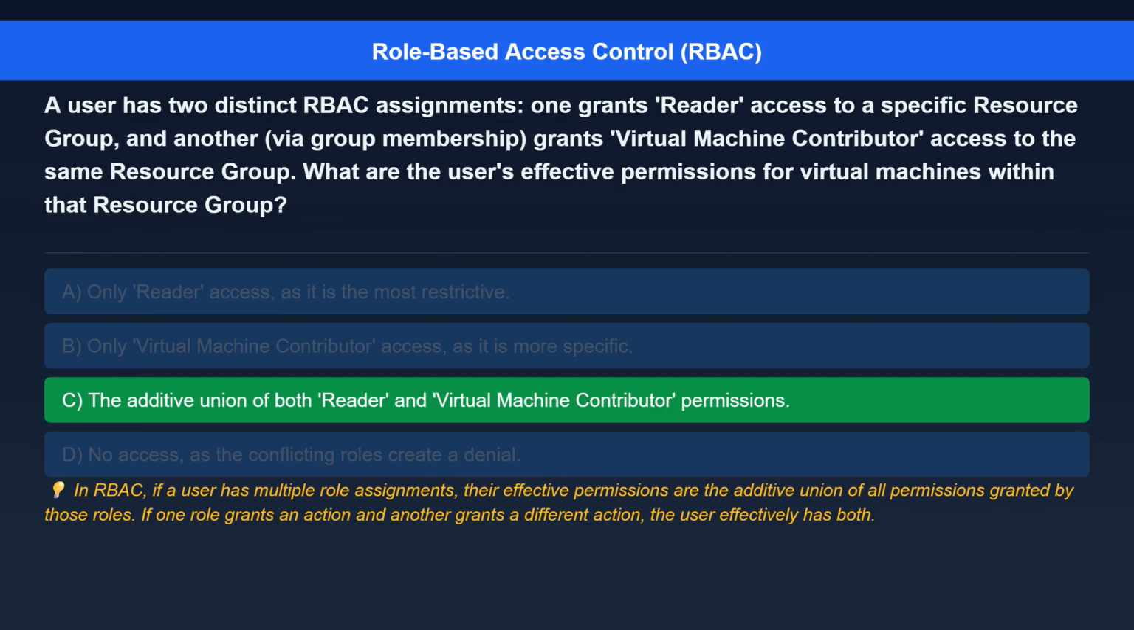The correct answer is the additive union of both Reader and Virtual Machine Contributor permissions. Here's the explanation. In RBAC, if a user has multiple role assignments, their effective permissions are the additive union of all permissions granted by those roles. If one role grants an action and another grants a different action, the user effectively has both.